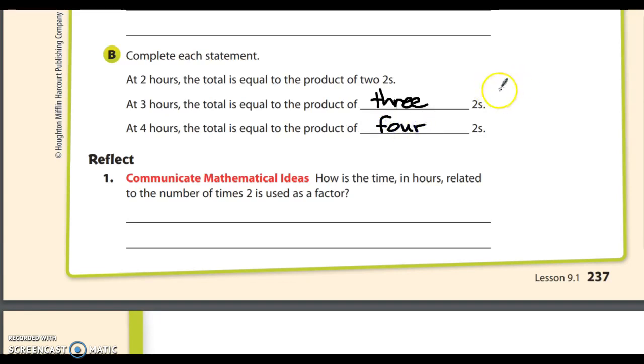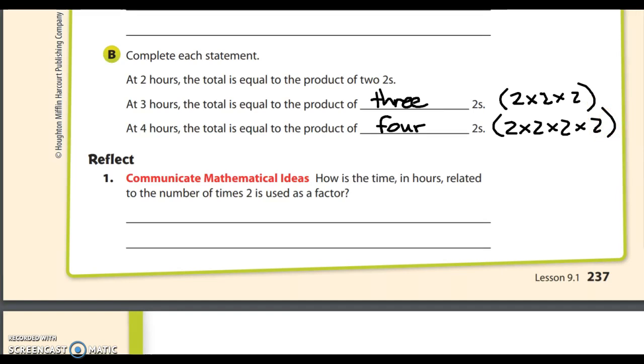This problem right here was 2 times 2 times 2. That's where we're getting the 3 from. And this problem right here, where are we getting this word 4 from? Because if you look up at the line, it's 2 times 2 times 2 times 2. There's 4 2's. That's why it's 4.